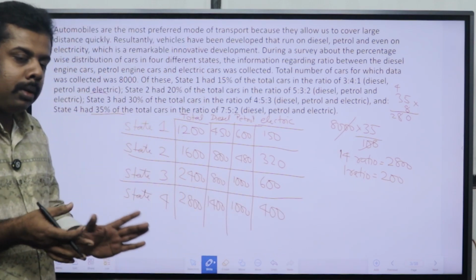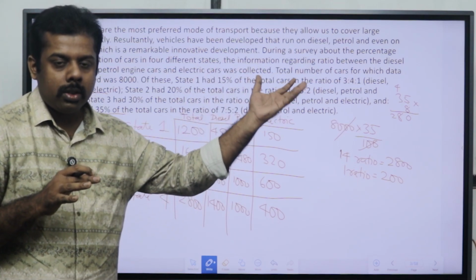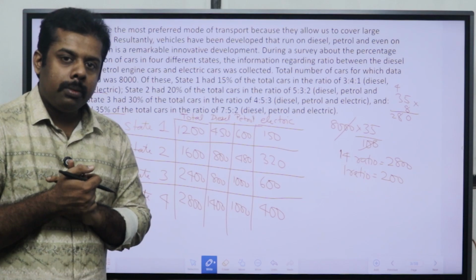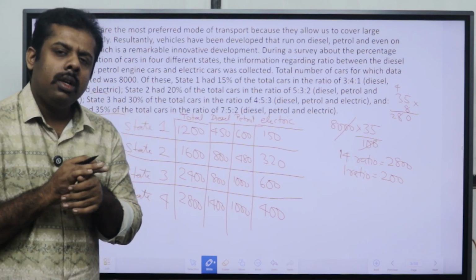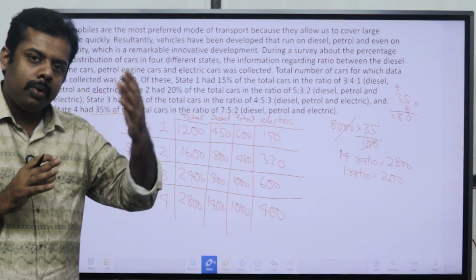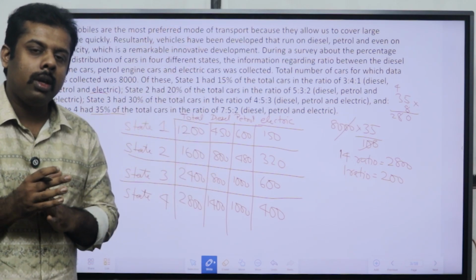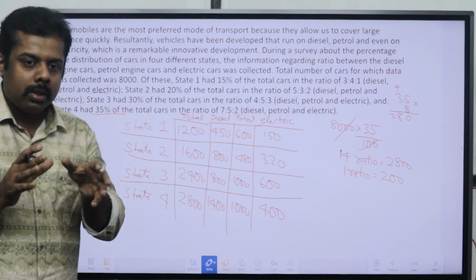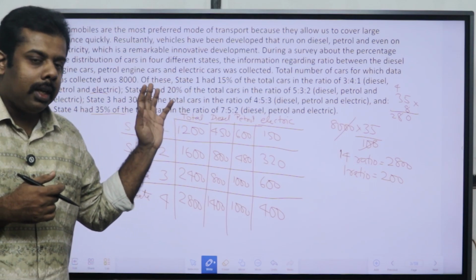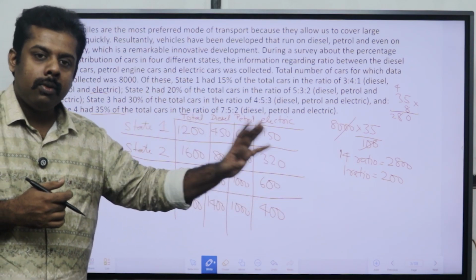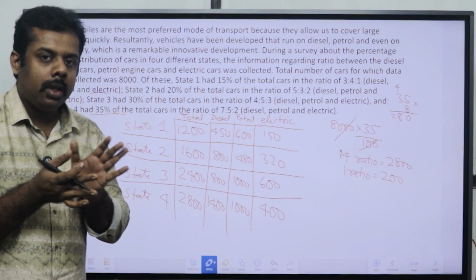So we have done the most important part of this passage, that is to find out the data. I hope that you got an understanding of how to approach these types of questions. It is easy. First, just read the passage once, so that you can get an idea of what data is being given, and then try to convert that data into a form that will make your life easier when doing the questions. I hope that you got it.